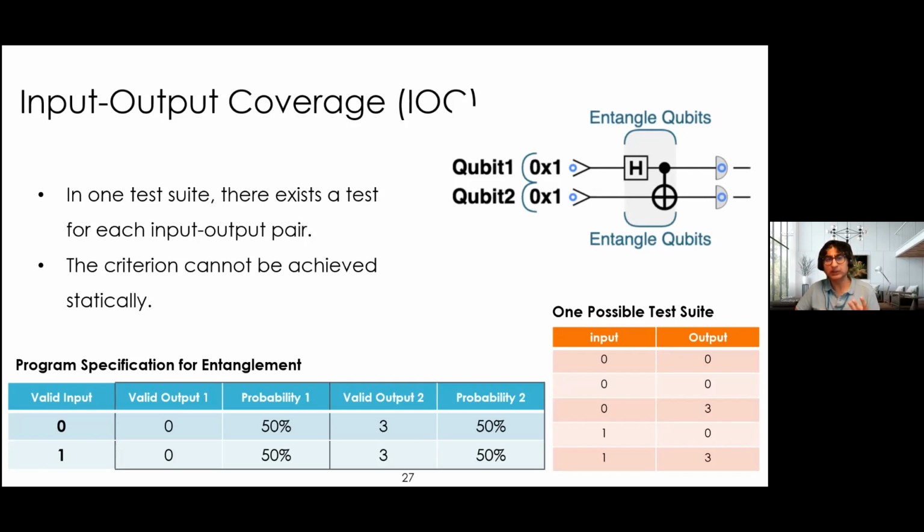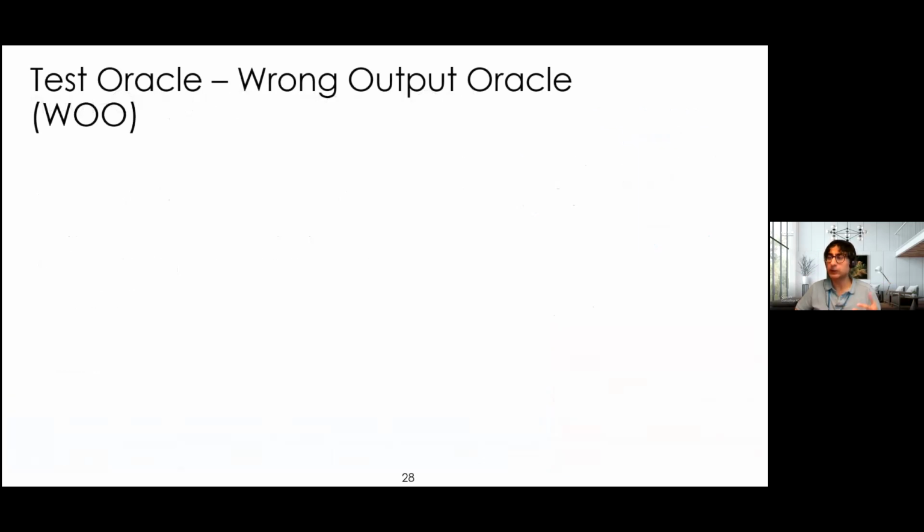So these were the 3 criteria we defined to see what their effectiveness is in finding different kinds of faults. Then of course we have inputs, how to cover different inputs.